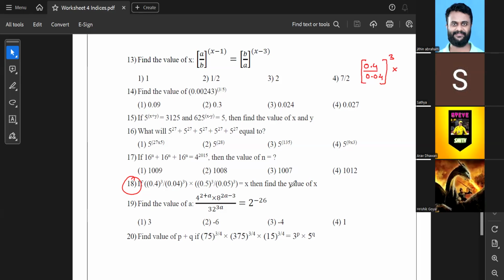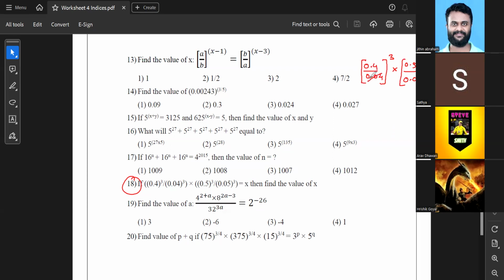Yes, sir. Then I see a multiplication sign. Then again, same story: 0.5 raised to 3 divided by 0.05 raised to 3. I'll write 0.5 upon 0.05, I'll put it whole raised to 3, for the sake of simplification, is equal to x. I have to find the value of x.